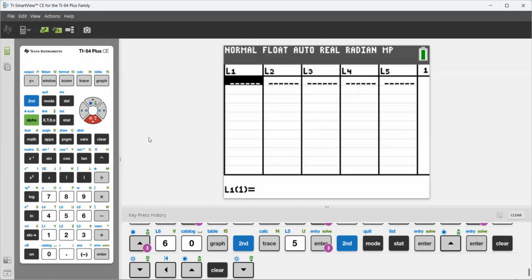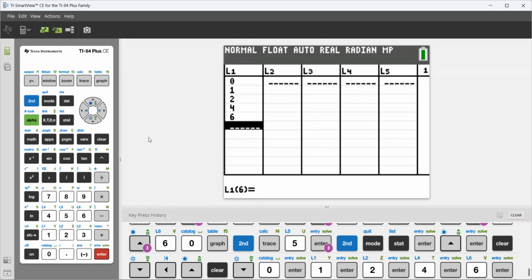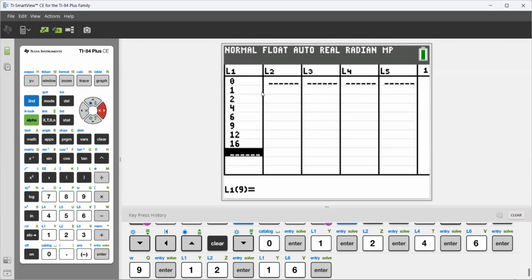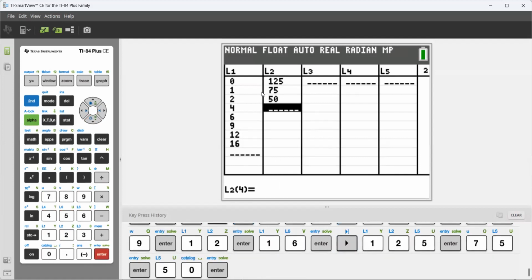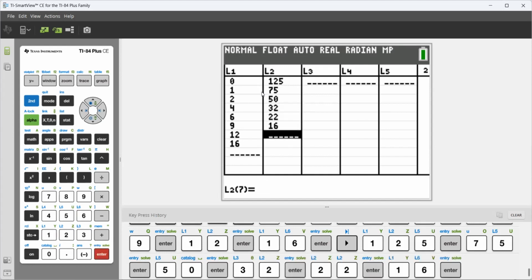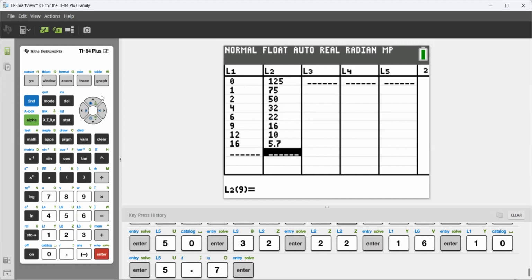So I have to put in the values now. So for L1 or my X or T, I have 0, enter, 1, enter, 2, enter, 4, enter, 6, enter, 9, enter, 12, enter, 16, enter. And then I go to my Y values. You have 125, enter, 75, enter, 50, enter, 32, enter, 22, enter, 16, enter, 10, enter, 5.7, enter. So these are my values.